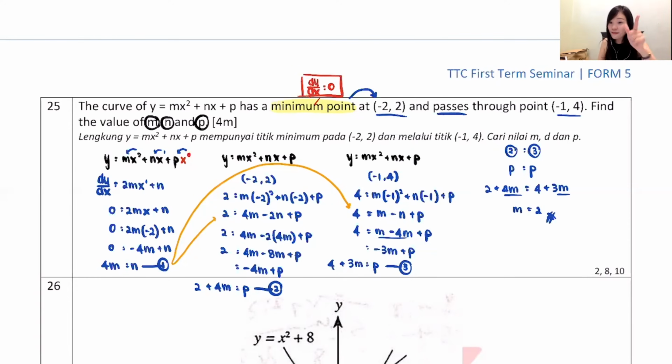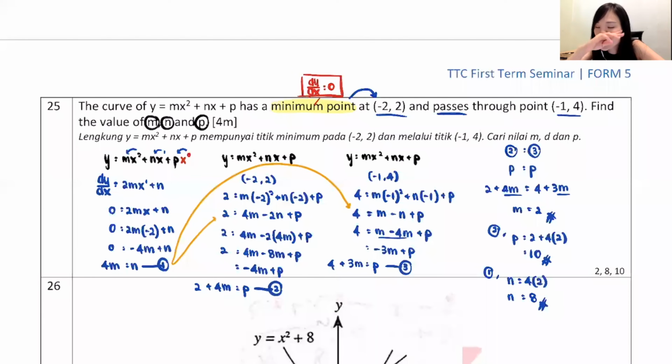After I find my m, let's find my p. If I use equation 2, p equals 2 plus 4m, so I get p equals 10. Then I want to find n also, so I can sub back into my equation 1. N equals 4m, so I get n equals 8. I hope you can see my step of subbing in one by one.